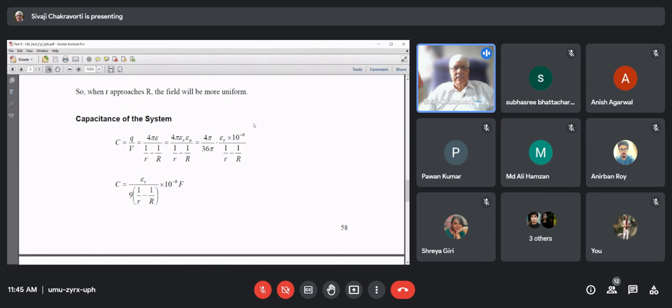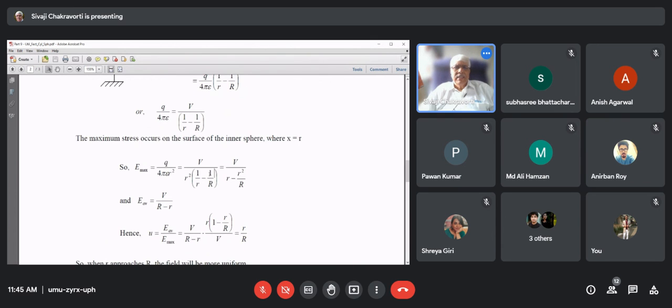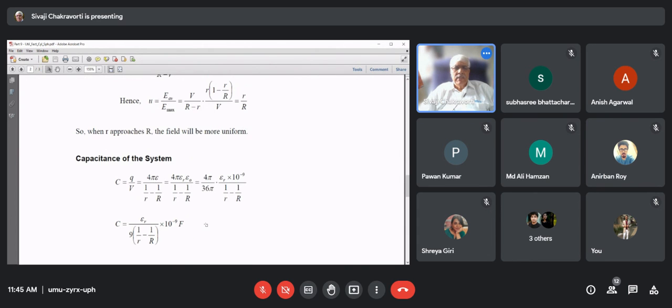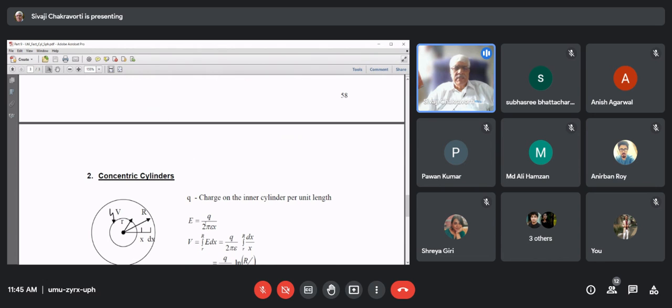And what about the capacitance of the system? Obviously, C is Q by V. And from this one, I can clearly get an expression for Q by V. So I get the capacitance of the system.